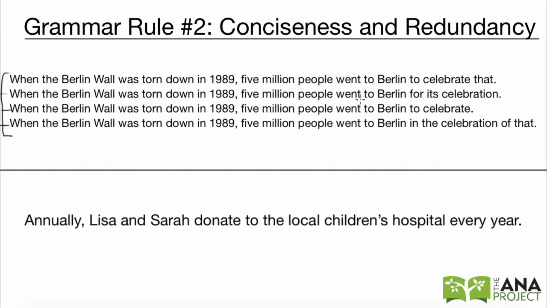If all things remain the same and mean the same thing, the ACT usually prefers the more concise version. So if we look at all these, the third one is the preferable one and would be the correct one to the ACT. When the Berlin Wall was torn down in 1989, 5 million people went to Berlin to celebrate. This one is the most concise. So there are going to be a lot of ACT questions like these that we're going to talk about, and it's important to recognize this rule in the ACT to get these questions right.